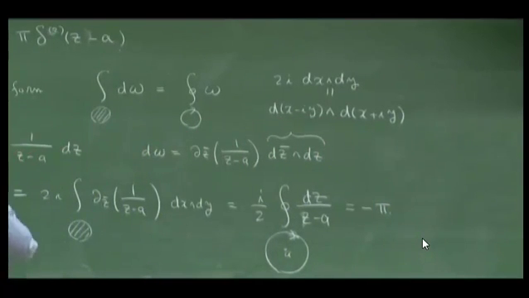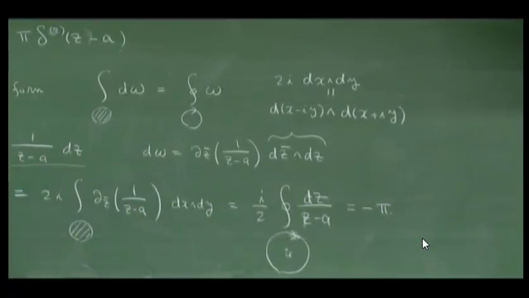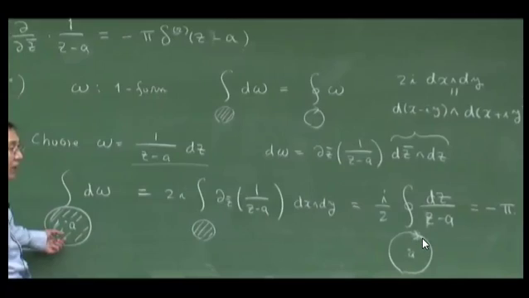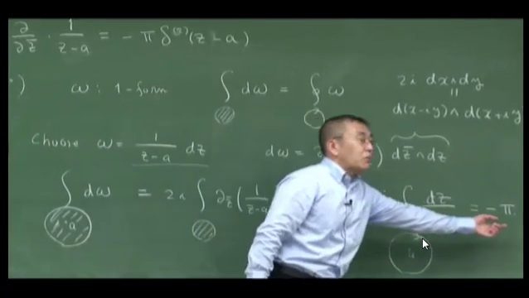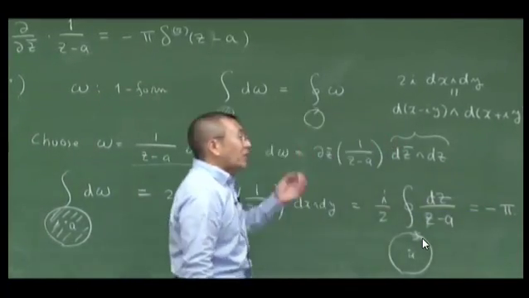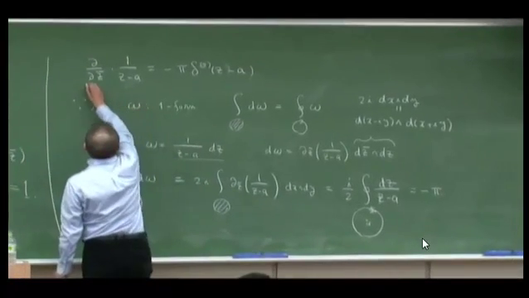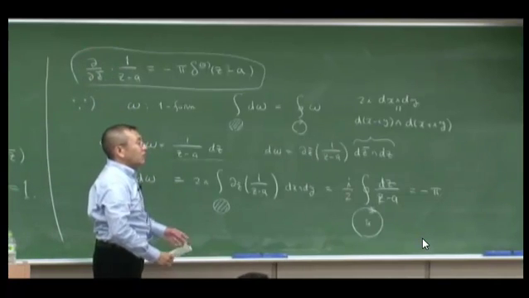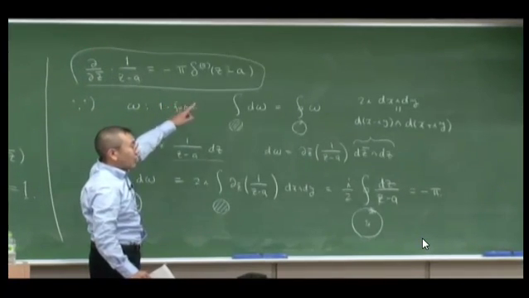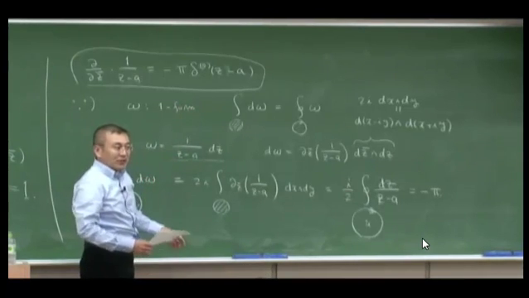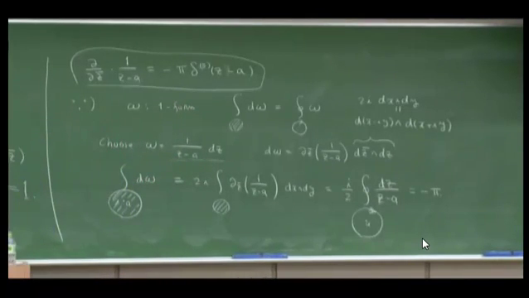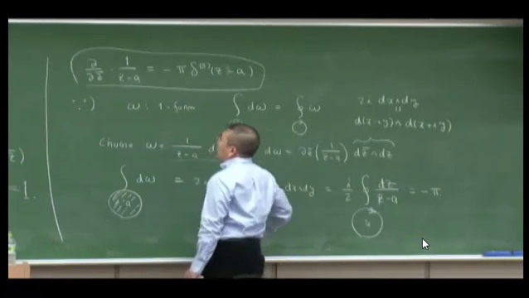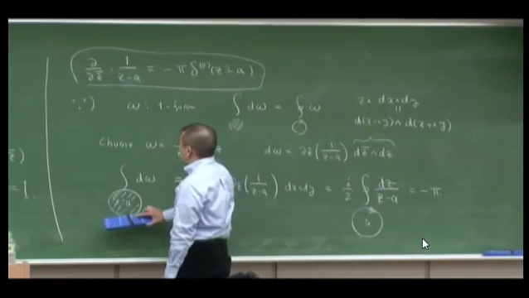So by simply applying the Stokes theorem to this one form, one can show that the integral of d omega over any domain containing A gives you minus pi. So in order for this to be correct, the left-hand side has to be equal to minus pi times the delta function localized at z equal a. So this is a simple proof of this statement. This means that if we want to solve Laplace equation, we can try to make use of this.